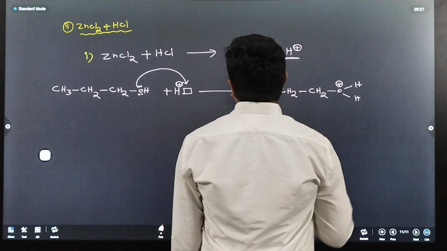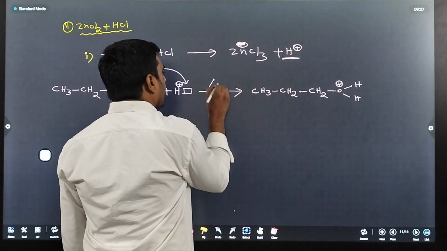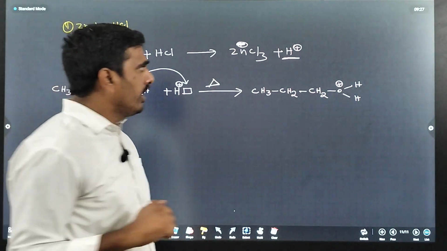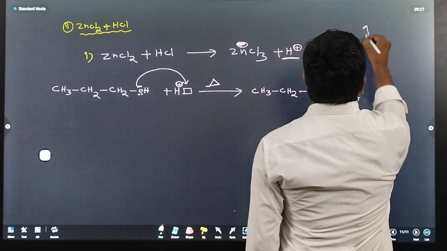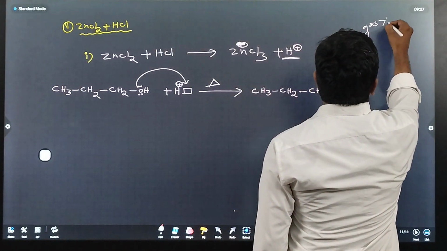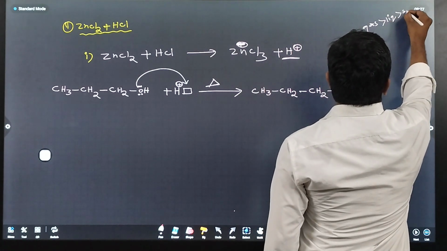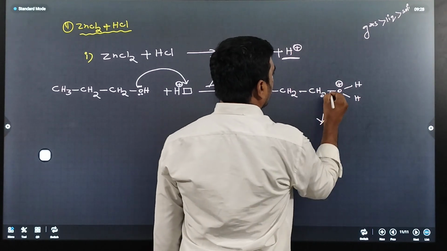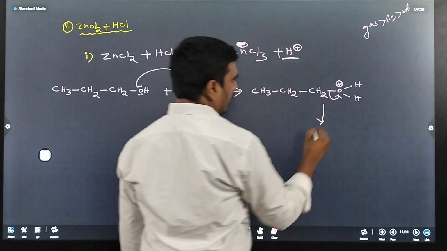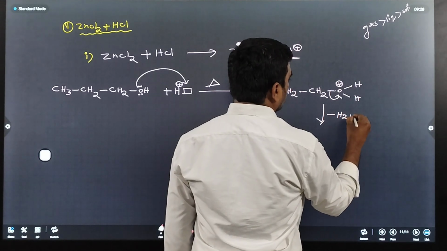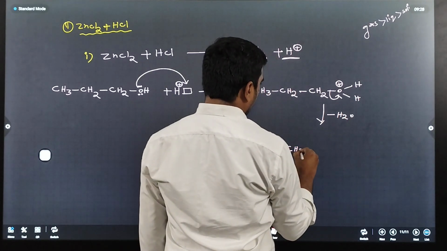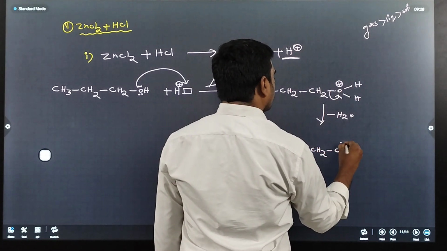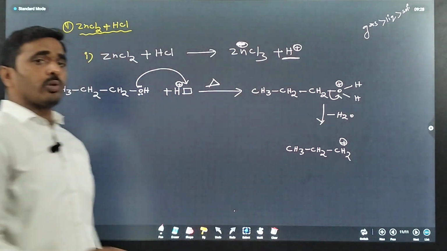If a more electronegative element carries a positive charge, that will be unstable. So that's why here we are using some heat also. Heat supports entropy. Generally in entropy, gaseous molecules are more than liquids, more than solids. Due to the support of entropy, the water molecule is eliminated. Electron displacement occurs towards oxygen. So the water molecule is eliminated and we get a carbocation, CH3 CH2.